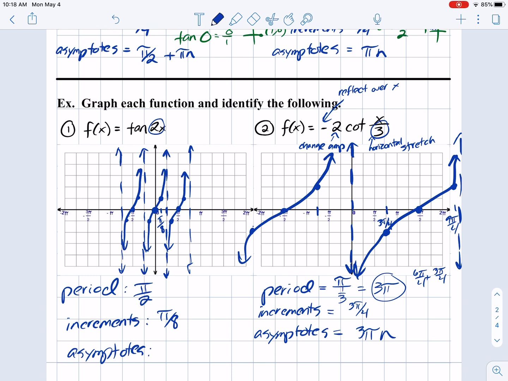Okay, so the asymptotes are actually at pi over 4, and then they begin to repeat, so pi over 4, 3 pi over 4. So they repeat after every half pi n. So pi over 4 plus a half, or 2 over 4, would be 3 over 4. And then they keep repeating.